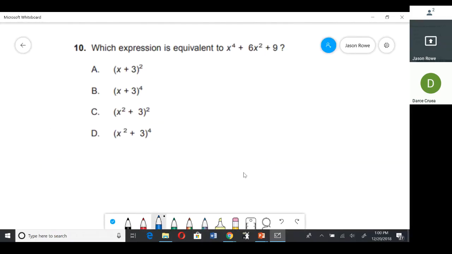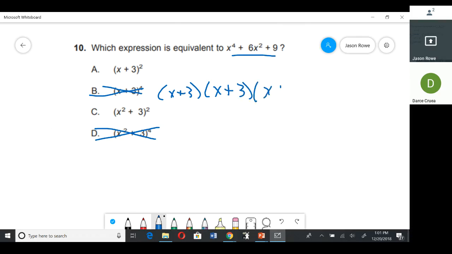All right, so which expression is equivalent to x to the 4th power plus 6x squared plus 9? Well, let's look at some of the answers first. I'm getting rid of this one and this one. Why are you getting rid of those, Mr. Rowe? Because this has 3 terms, and if I have x plus 3 to the 4th power right here, I'm going to end up with more than 3 terms. That's going to be x plus 3, then I have to write out 3 more terms.